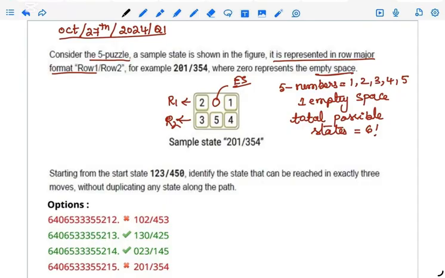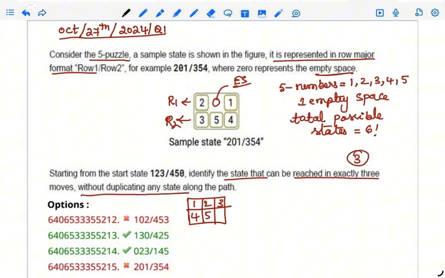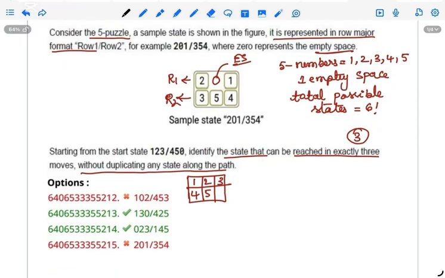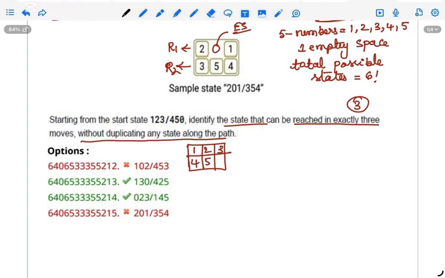Starting from the start state. So the start state is given like this: 1 2 3 and 4 5 and 0 is the empty space. Identify the state that can be reached in exactly 3 moves without duplicating the state along the path. So no duplicating states, they don't allow duplicates. So which options are correct?